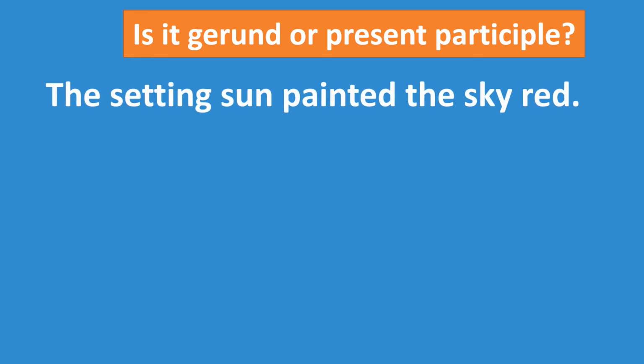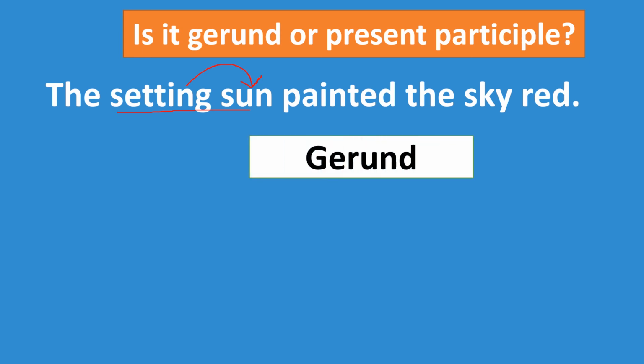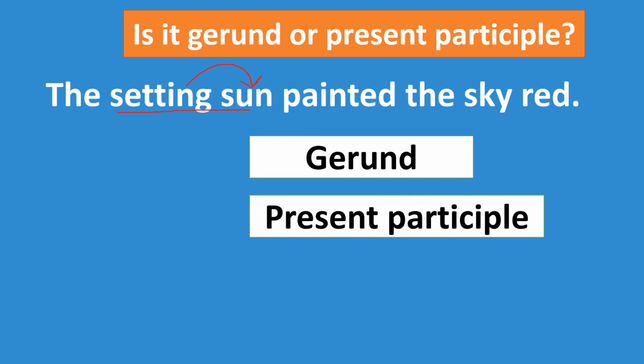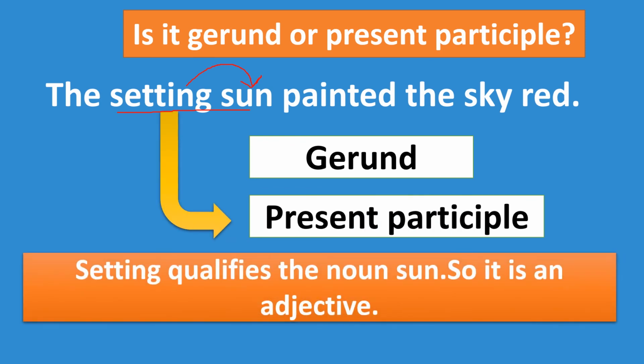See the next one. The setting sun painted the sky red. Here the ing form setting is describing the noun sun. Setting sun, rising sun. Setting is an adjective, an ing type adjective. Rising is also an adjective. So setting is said to be a present participle because it qualifies the noun sun. Setting is a gerund or present participle? It is present participle because it describes the noun sun.